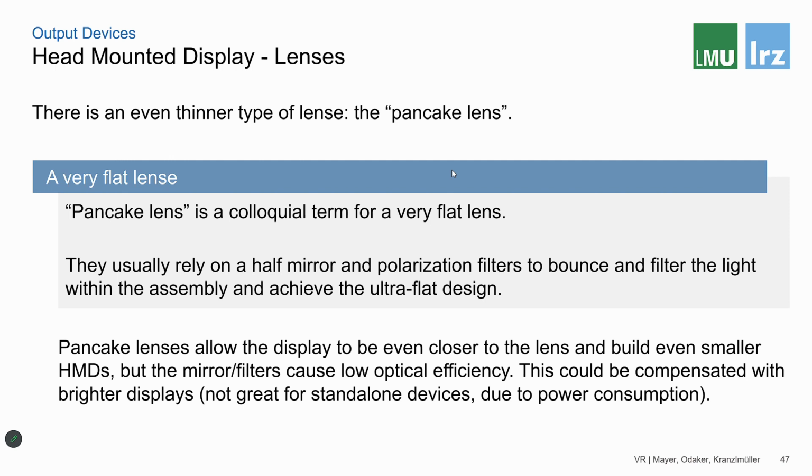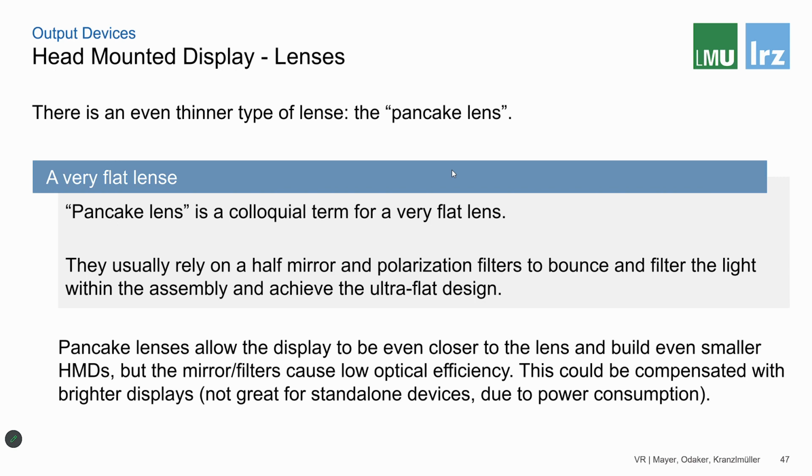And usually you can identify HMDs that have pancake lenses by their size. They look a lot smaller and a lot shorter in front of your eyes. With the lenses being flatter, that also means that the display can be closer to the eyes, and the whole head-mounted display can be built smaller.